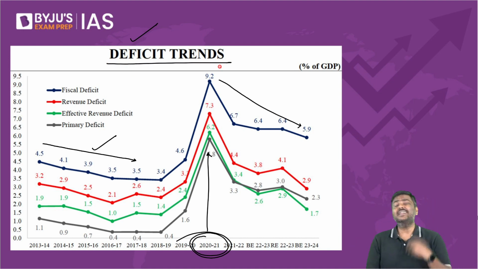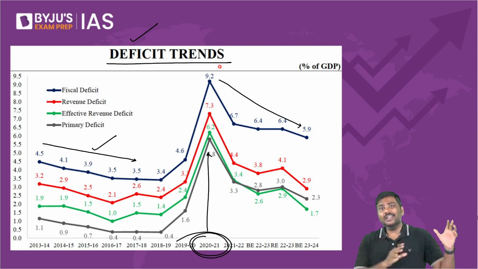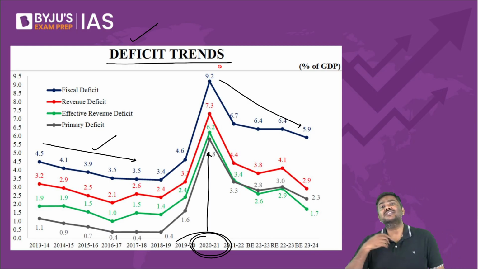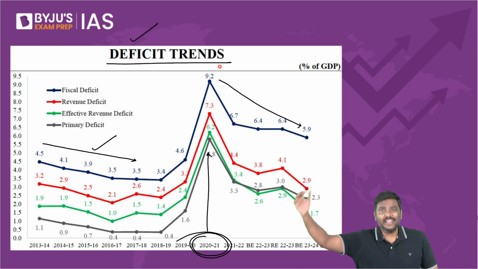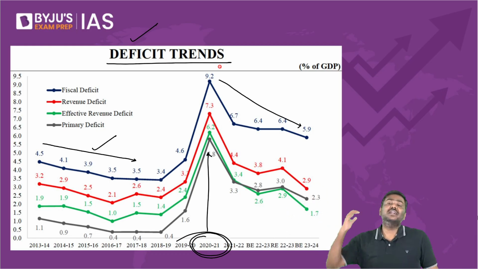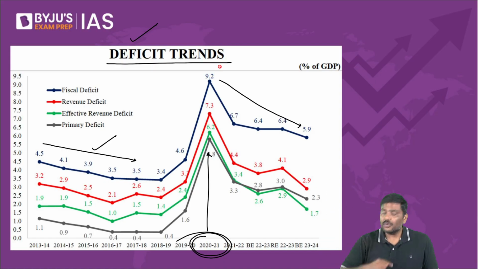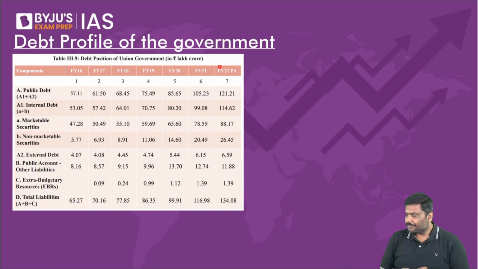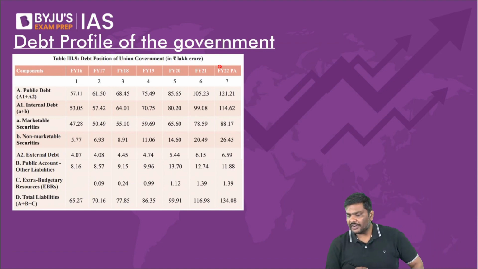UPSC has a tendency of asking questions on trends. So for example, sir, what do you mean by a question on trend? Earlier, a question along this line was asked: fiscal deficit in the last decade has consistently increased; fiscal deficit in the last decade has consistently decreased, etc. So these kinds of questions are asked by UPSC. Please be very, very careful. Trend-based questions are asked. Done? Any doubts so far? Can we go forward now?